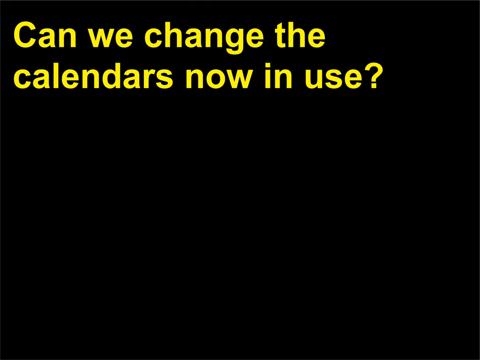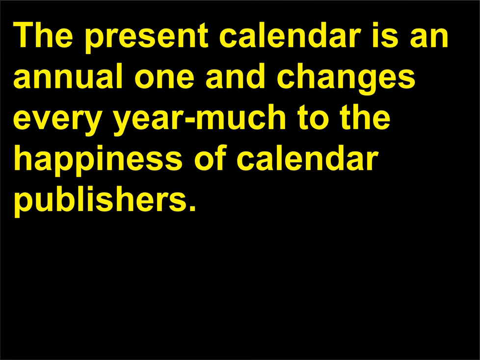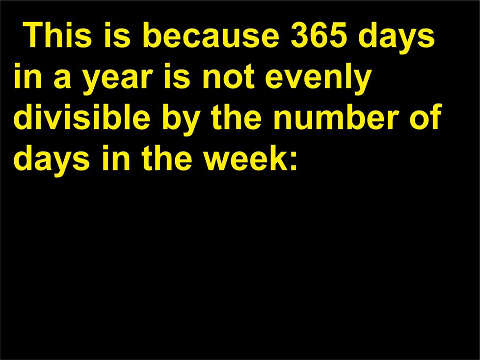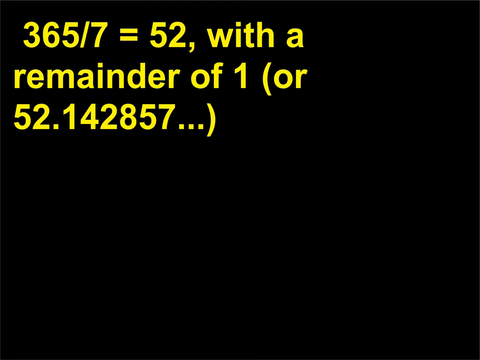Can we change the calendars now in use? The present calendar is an annual one and changes every year, much to the happiness of calendar publishers. This is because 365 days in a year is not evenly divisible by the number of days in the week. 365/7 equals 52, with a remainder of 1, or 52.142857.